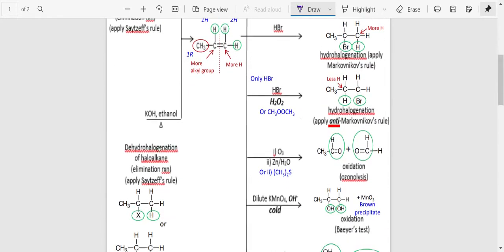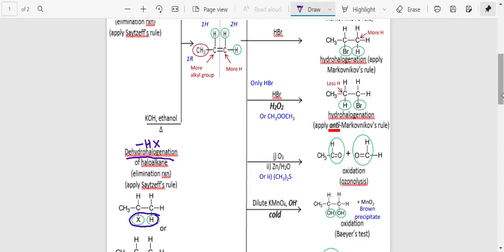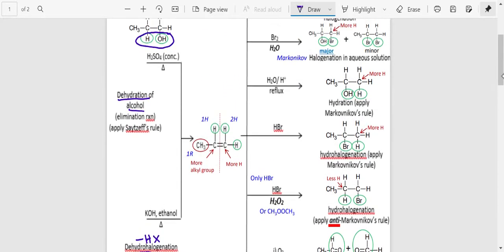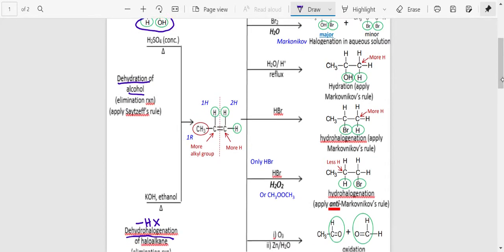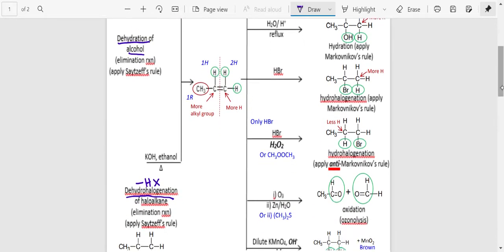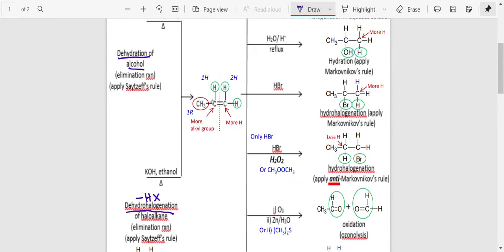Another one is dehydrohalogenation, which means you eliminate one hydrogen and halogen. For these two, that is dehydration of alcohol and the dehydrohalogenation of haloalkane, we apply Saytzeff's rules. Later I'll explain more about Saytzeff's rules. So the type of reaction is elimination reaction.